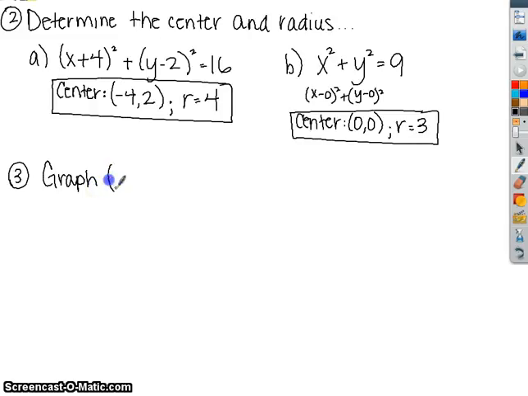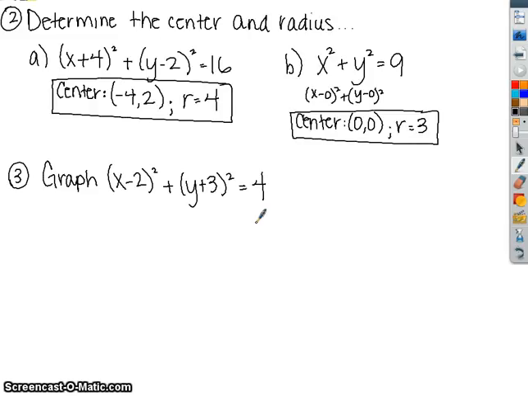Graph (x - 2)² + (y + 3)² = 4. Okay, so now I'm asking you to graph a circle. Just know that with graphs of circles, the best we can do is a rough sketch, kind of like when we were graphing in 3D. The best we can do is a rough sketch.